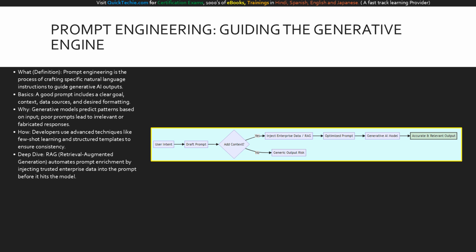Why does this matter so much? Because generative models do not inherently know your intent. They rely entirely on the context you provide. Poor prompts result in hallucinations, irrelevant data, and wasted time. How do we master this?